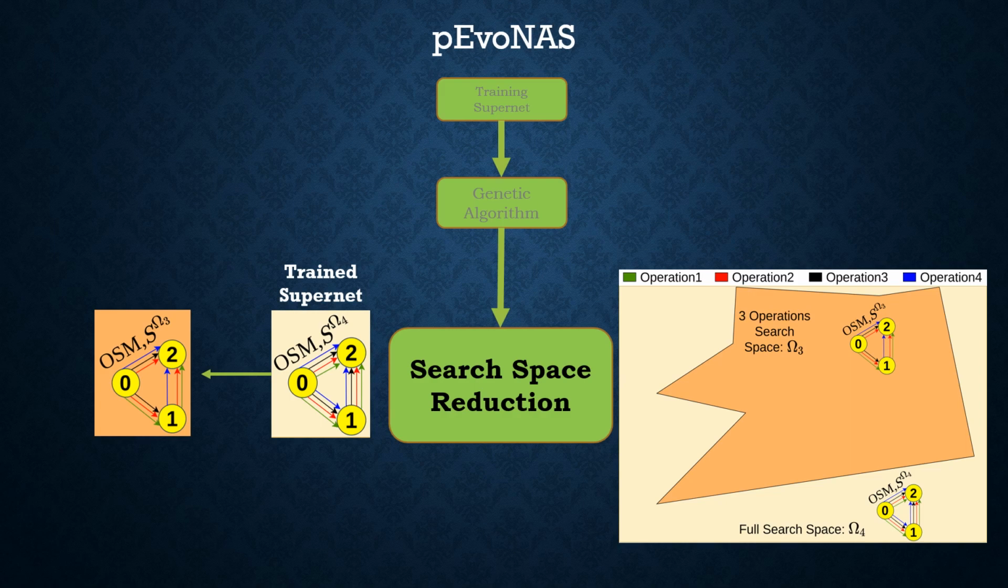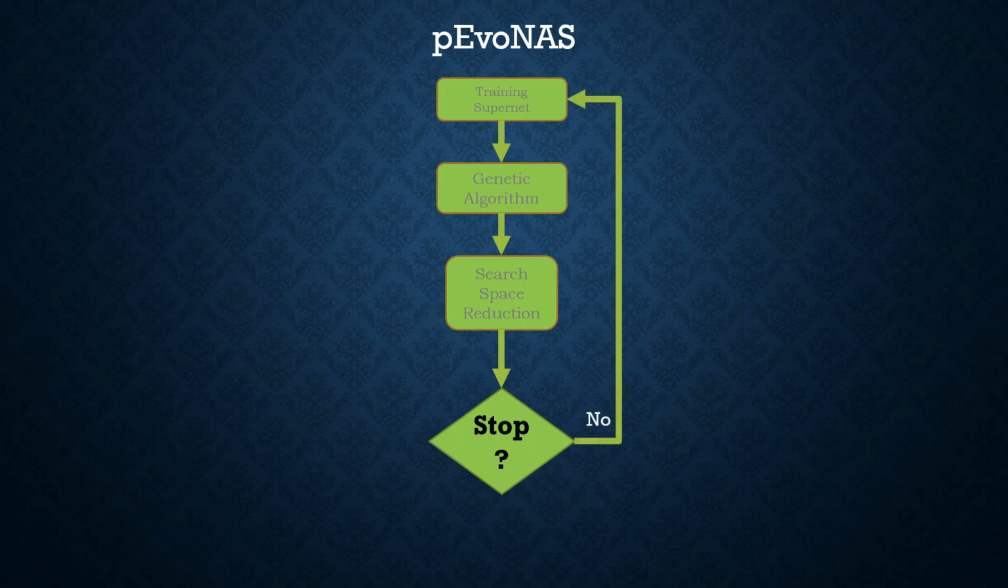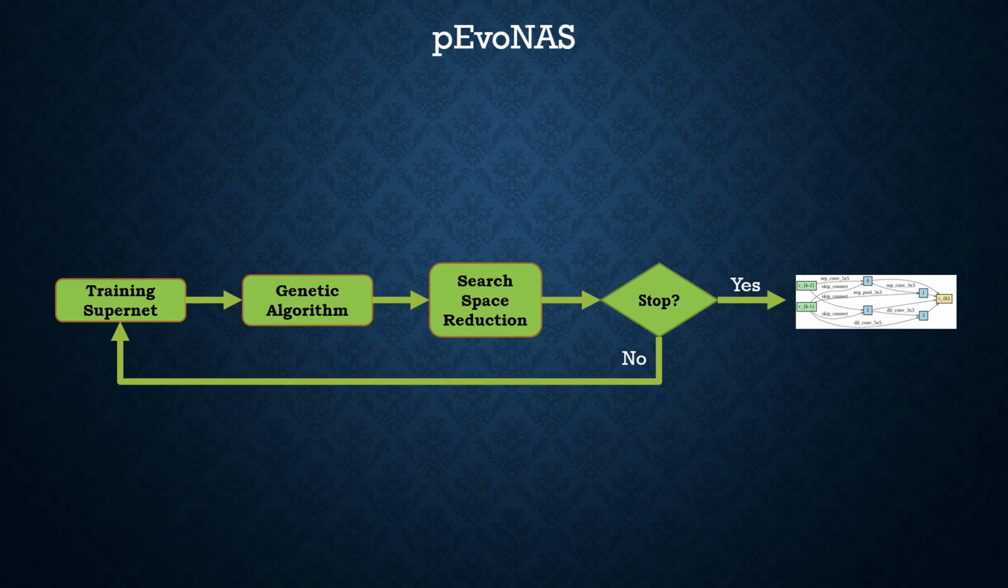So now we have finished the search space reduction and initialized the new supernet. We then check if the stopping criteria is satisfied or not. If not, we repeat the process again. If yes, then we return the best architecture in the selected search space.